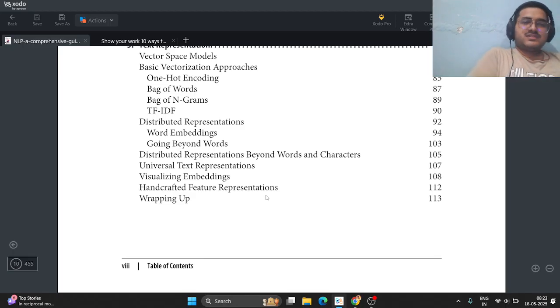For some of our domain problems, just using pre-trained embeddings won't be sufficient, so we develop our own features. And there are many use cases where we use a hybrid: the basic vectorization approach, embeddings, and also handcrafted features.